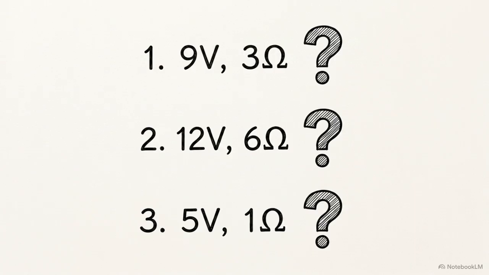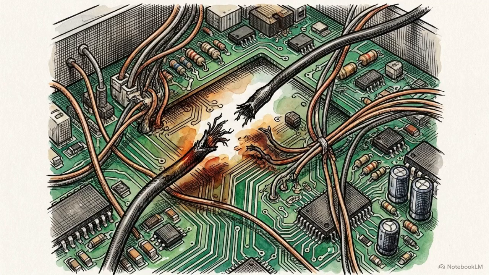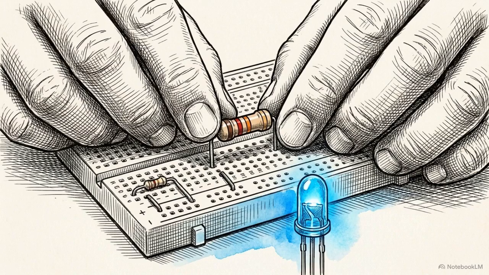Before you finish, tackle these 3 capstone questions on your learning worksheet. For each one, identify the 2 known variables and calculate the missing third. Mastering this simple mathematical relationship is what takes you from someone looking at a broken circuit into a technician equipped to actually solve it.